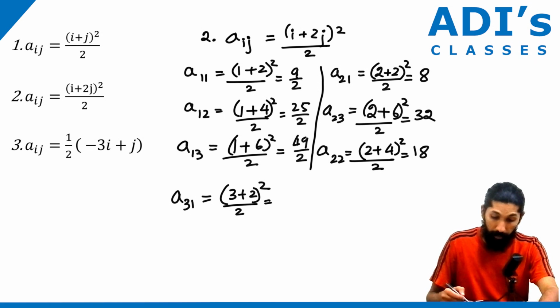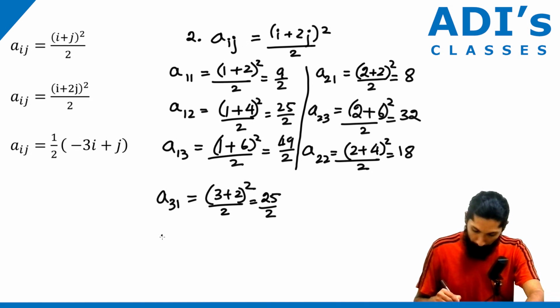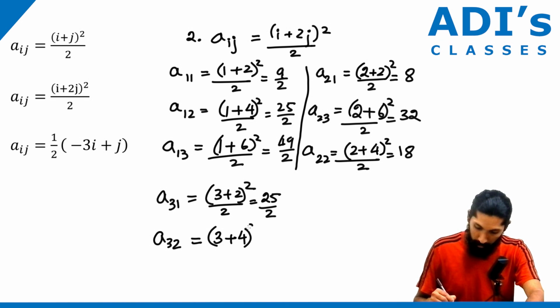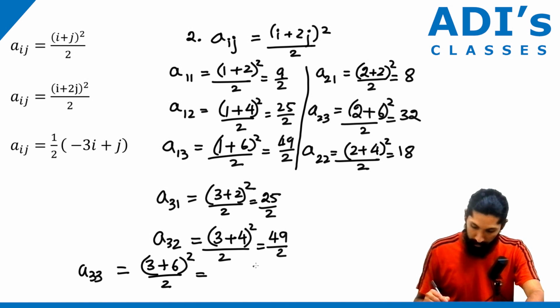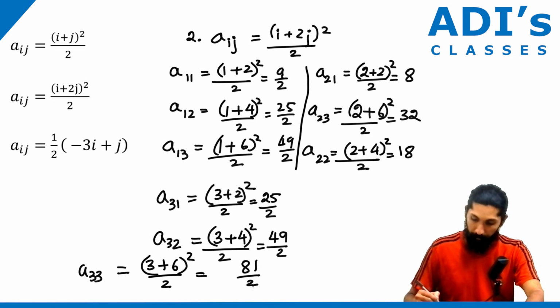Correct? So in place of i you put 3, in place of j you put 1. So 3 plus 2 is 5, square, divided by 2 is 25 divided by 2. A32 is going to become (3 plus 4) whole square divided by 2, that is 49 divided by 2. Then finally A33 is going to become (3 plus 3 into 2 is 6) whole square divided by 2, which is 81 divided by 2.